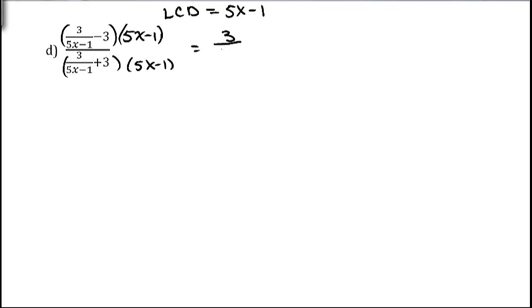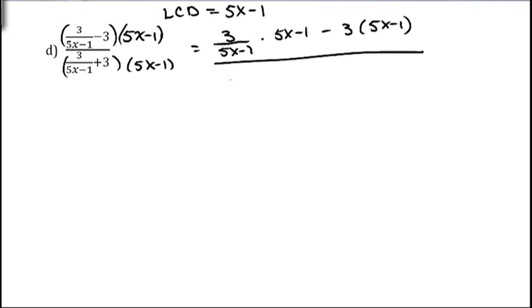And so we're going to take 3 over 5x minus 1 times 5x minus 1 minus 3 times 5x minus 1. And then do the same thing to the denominator. 3 over 5x minus 1 plus 3 times 5x minus 1. I said it but didn't write it, so 5x minus 1 goes here.